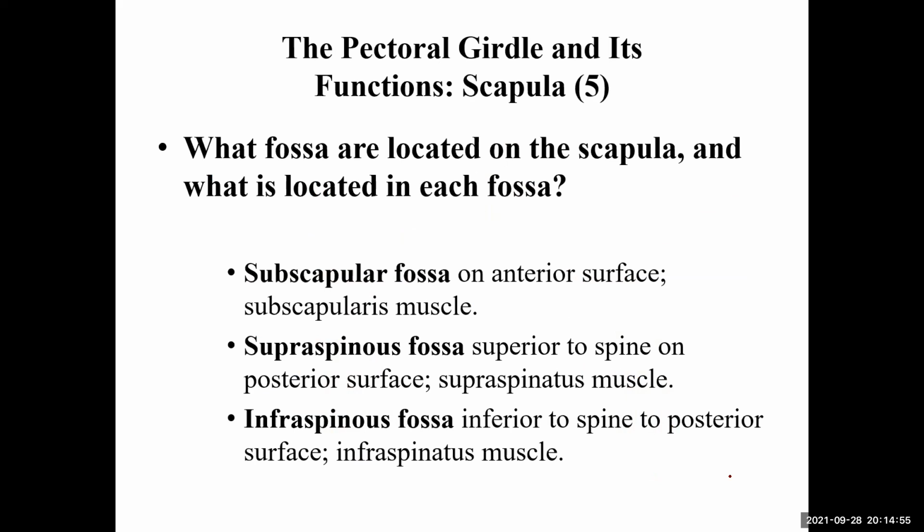What fossae are located in the scapula and what is located in each fossa? All right, the subscapular fossa is on the front. That's where subscapularis is located. The supraspinous fossa is on the back, above the spine. That's where supraspinatus is. And then the infraspinous fossa is below the spine, on the back of the scapula, and that's where infraspinatus is.